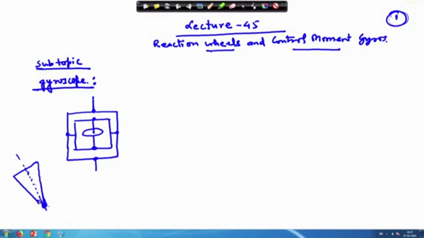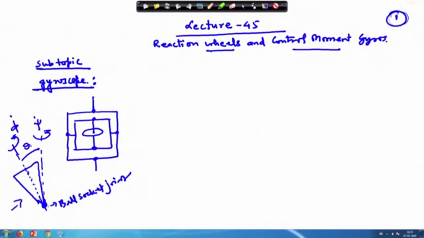It is pivoted here with a ball socket joint, and it is displaced from the vertical by angle theta and spinning about its axis by angle phi. We drew it on the right hand side last time; it does not matter whether it is on the right or the left hand side. To understand the behavior of this system, we were looking into this, because this system and this system do not differ much.